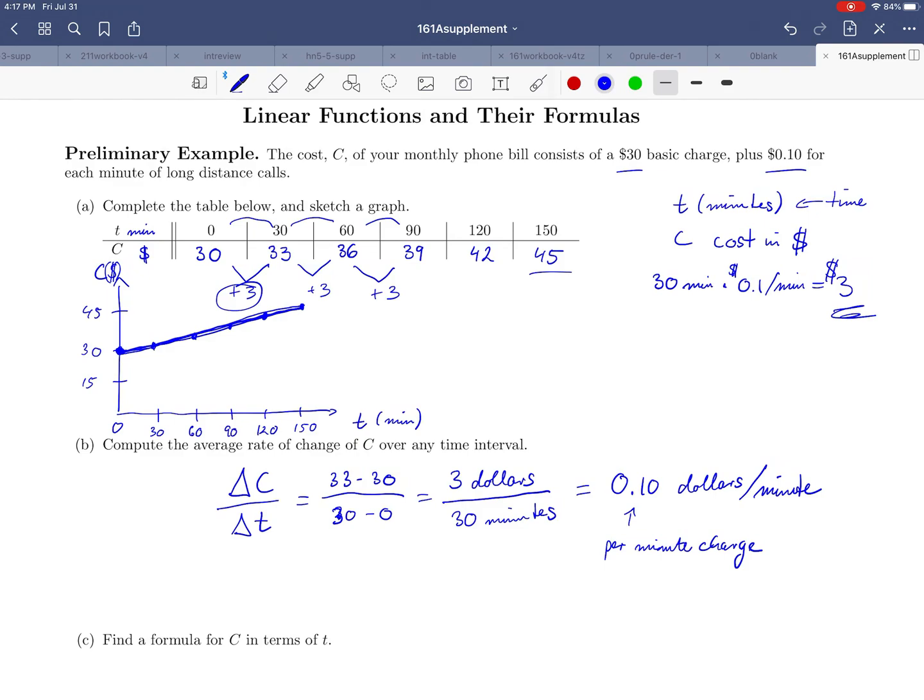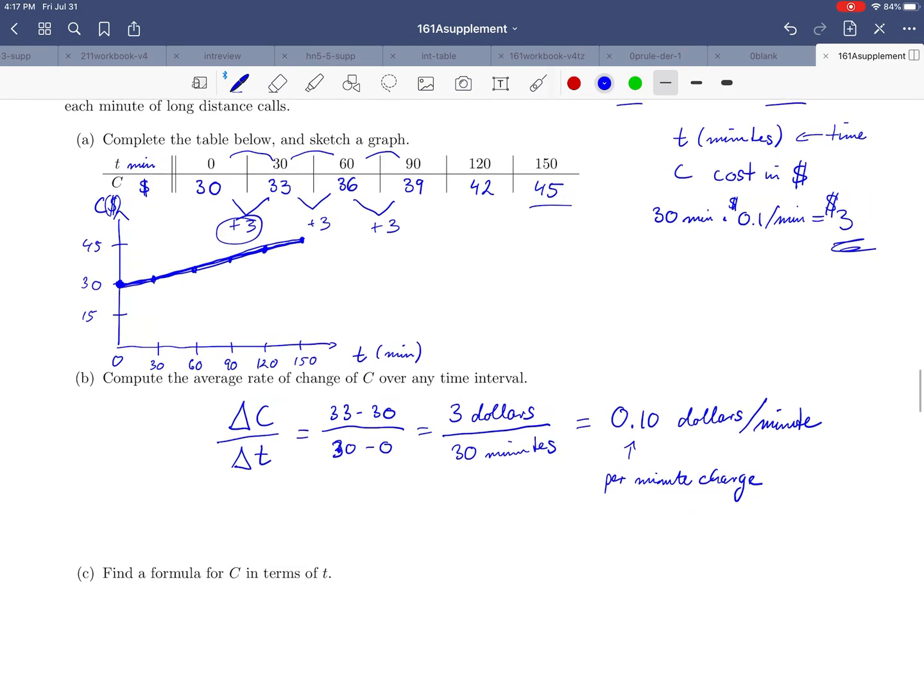Now we can also find a formula for the cost. Oh, and before I go away from this, the rate of change is also the slope of our line. So the slope is $0.1 per minute.